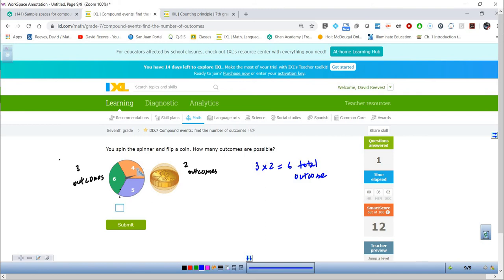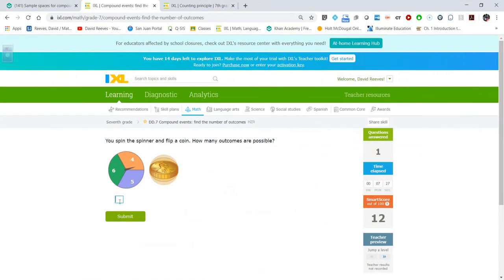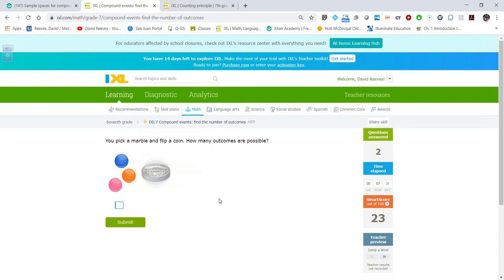And again, if we were mapping them out, is this orange? I think it's orange. It could go orange heads, orange tails. That's two. It could go blue. Is this blue or purple? Whatever. All right, let's call it blue. Blue heads, blue tails, that's two more, right? And then green, definitely green. Green heads, green tails, that's two more. Two plus two plus two, or two times three, is six. So we're looking for a total of six total outcomes, right?